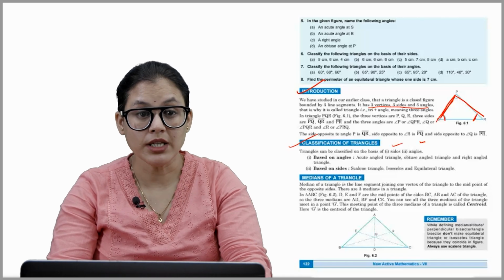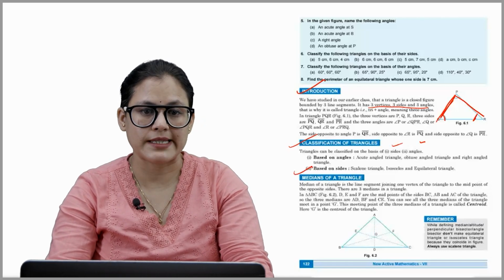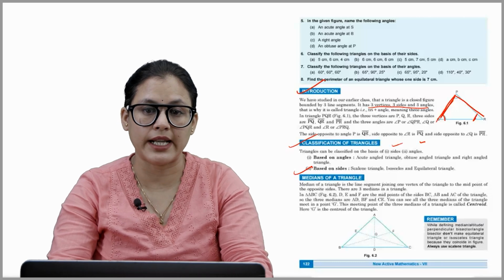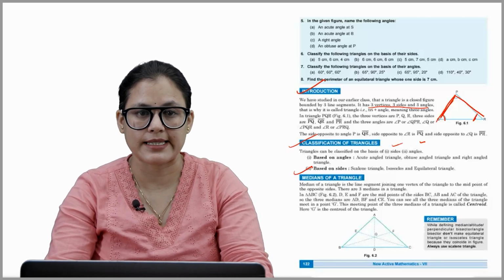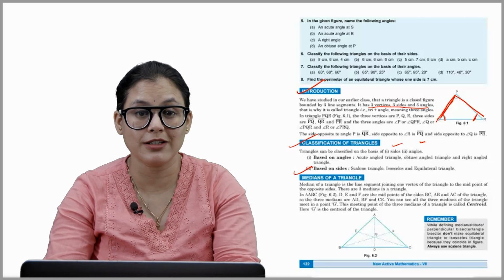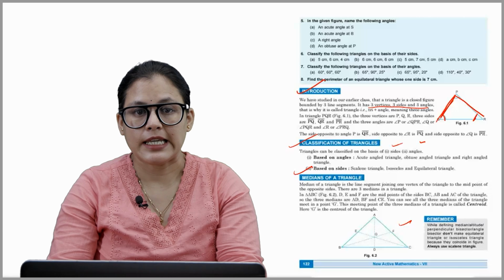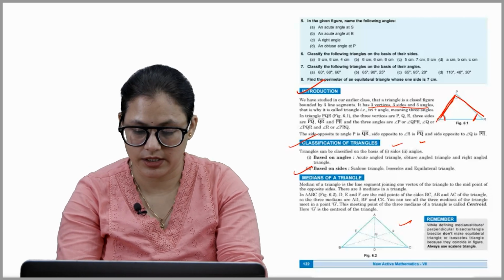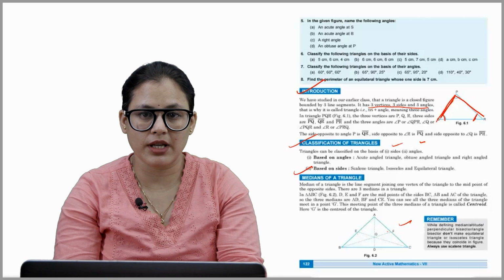Medians of a triangle. Median of a triangle is the line segment joining one vertex of the triangle to the midpoint of the opposite side. There are 3 medians in a triangle. In triangle ABC, have a look. D, E and F are the midpoints of sides BC, AB and AC of the triangle.